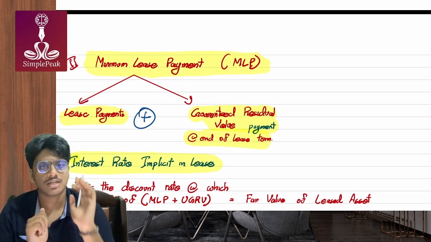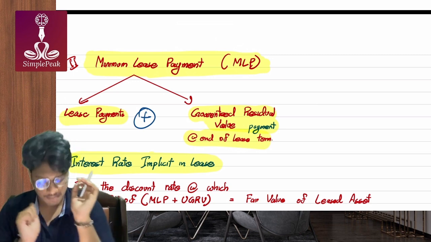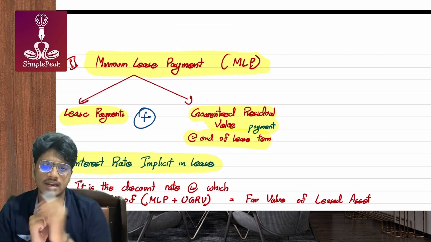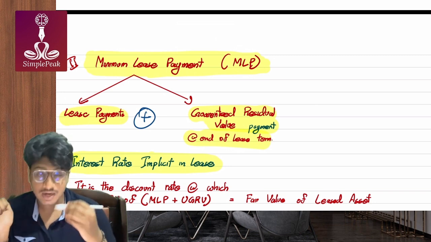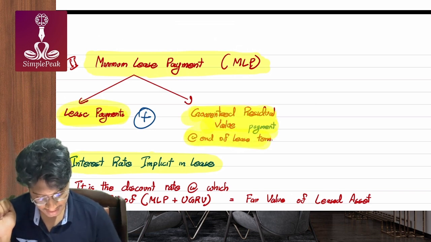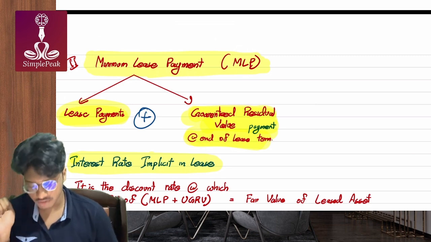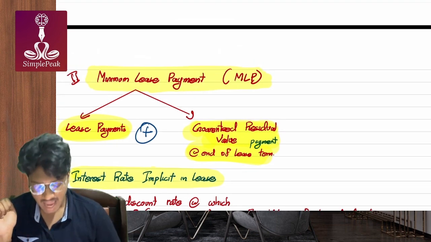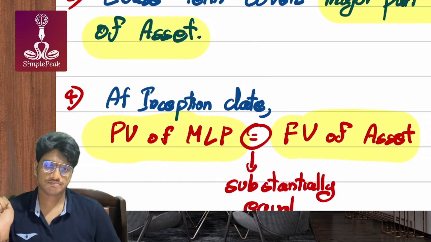If it goes less than that, Anthony will pay you. That is what the guaranteed residual value means. So lease payment and guaranteed residual value payment at the end of the lease term, the summation of these two is what the minimum lease payment is, and its present value is what is discussed here.